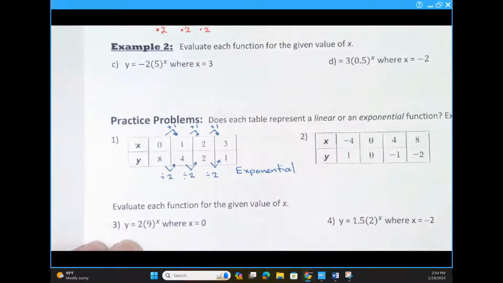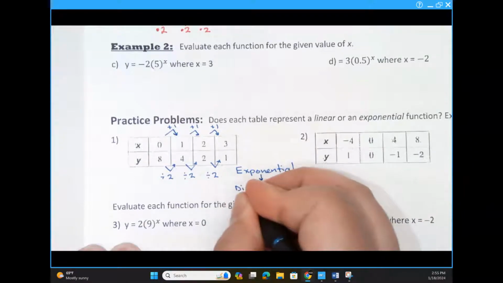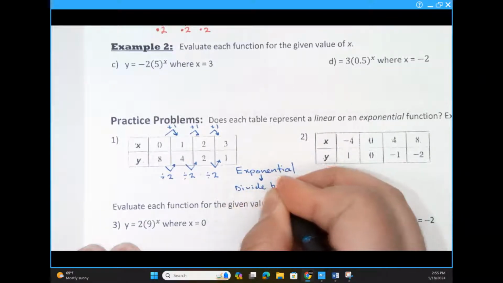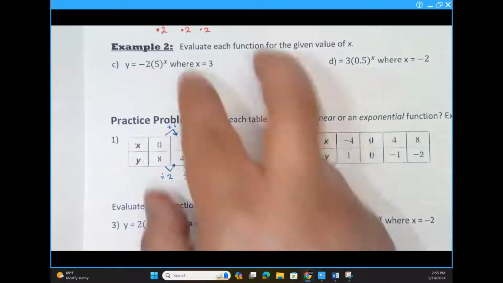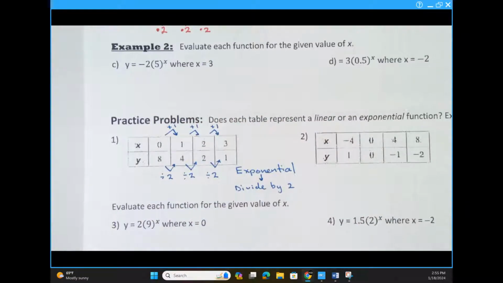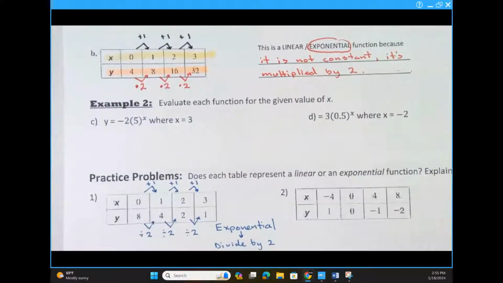And because of the pattern, right? We had our pattern going. And the reason it's exponential is because we were dividing by 2. There's the reason. So yes, just remember, I know we hadn't seen a division pattern before. That's why I wanted to do that one with you. But that's how we decide if something is linear and exponential. Now, before you do the practice problems, I want to show you example number 2. So we're going to go to example number 2. All right, here it is.